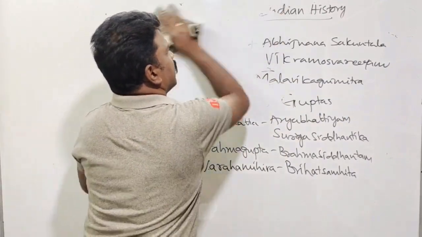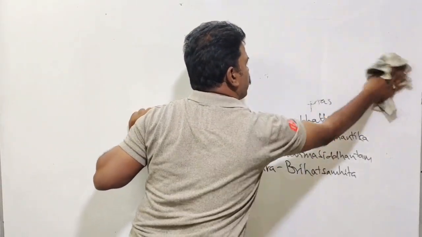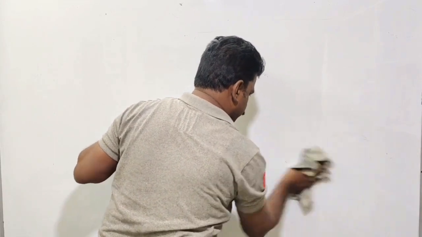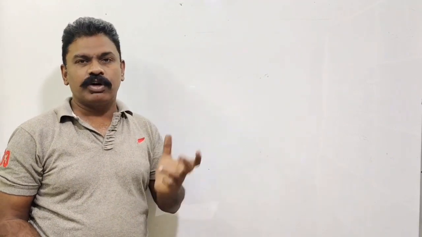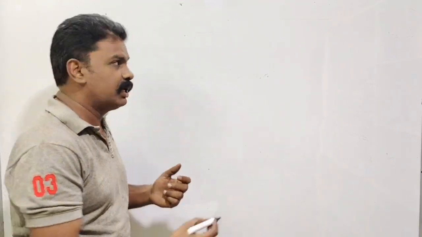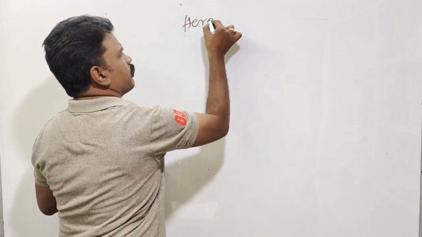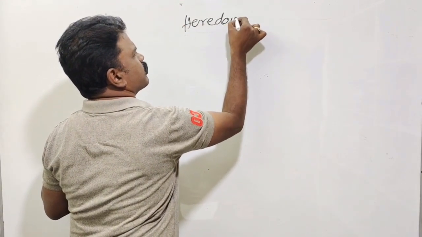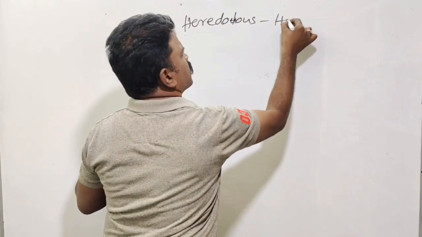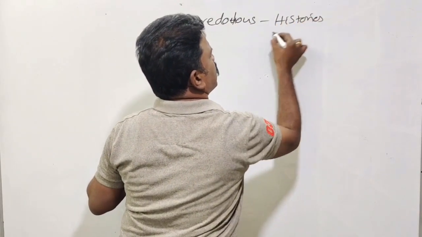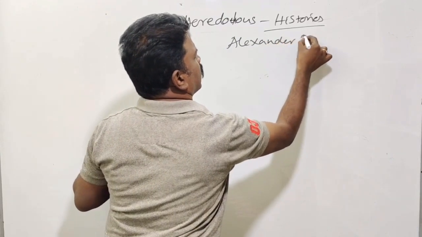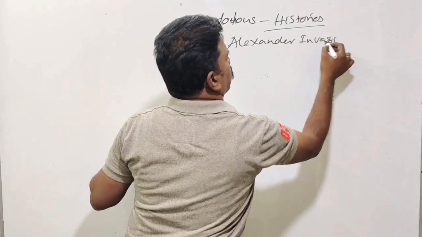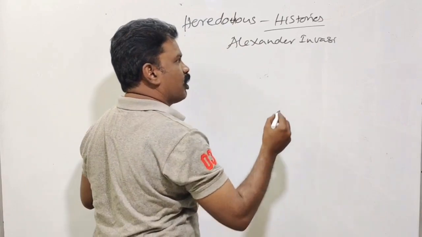After indigenous sources, coming to the foreign literary sources. Some foreign literary sources also give information about India. Based on foreign accounts, we can reconstruct Indian history. Herodotus, the first foreigner, wrote Histories. In that book, he mentioned Alexander's invasion of India, while he was writing about the Peloponnesian Wars.